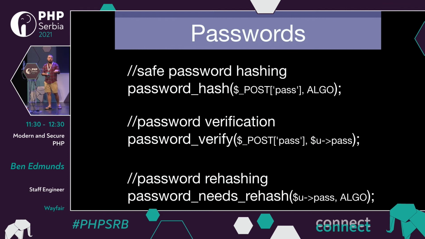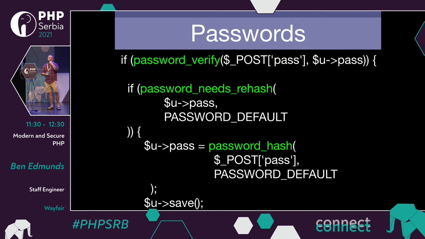This is really handy for that case where the algo you used previously is no longer up to date. How do you update your users to the newer algo? You use rehash. So the way you do this is something like this in your login code. We're going to verify the password. So we have the posted password, and then we have the hashed password in our database. So the upass is, say, from a user object. We're going to verify that that's the correct password. If it is, we're going to check to see if it needs to be rehashed.